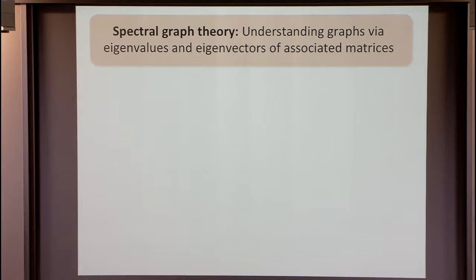Okay, so the point of start here is one way of viewing spectral graph theory, or at least this classical spectral graph theory that I guess Luca talked mostly about. We are trying to understand our graph, its combinatorial structure, via studying eigenvalues and eigenvectors of certain associated matrices, most prominently, of course, the Laplacian matrix.